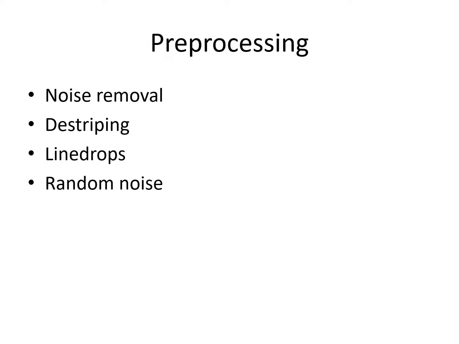So what kind of pre-processing are we talking about? Noise removal, again, getting rid of things by blurring it or smoothing stuff out, de-striping. When you have whisk broom scanners going from side to side, sometimes they're not going to line up the way you want, and at places you're going to have to take out some lines, line drops, missing stuff, things that don't quite match, and just random noise.